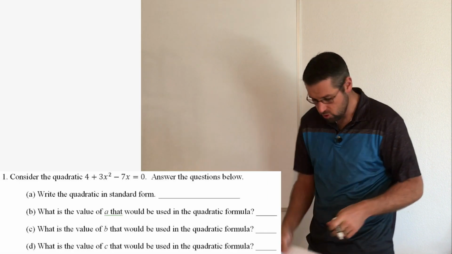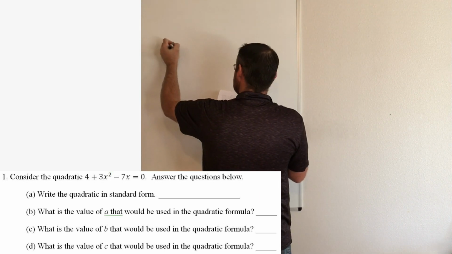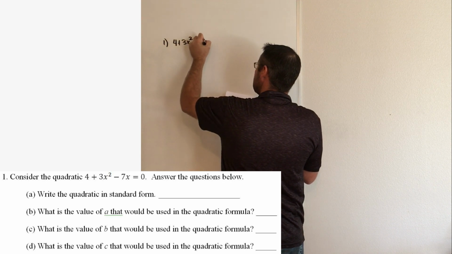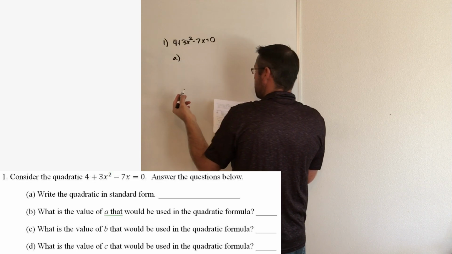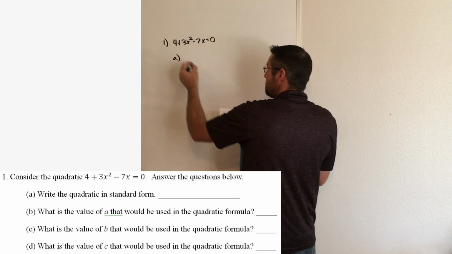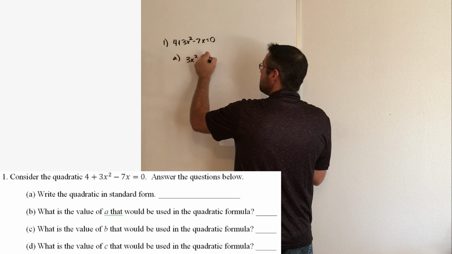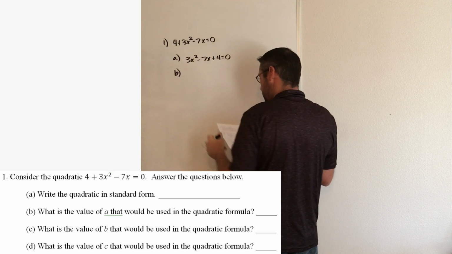Question number 1 gives you a quadratic in just some random form, 4 plus 3x squared minus 7x equals 0. In part A, it's asking you to write it in standard form. Standard form just means that the highest exponent must go first, and then in descending order. So it would be 3x squared minus 7x plus 4 equals 0. That was pretty straightforward.